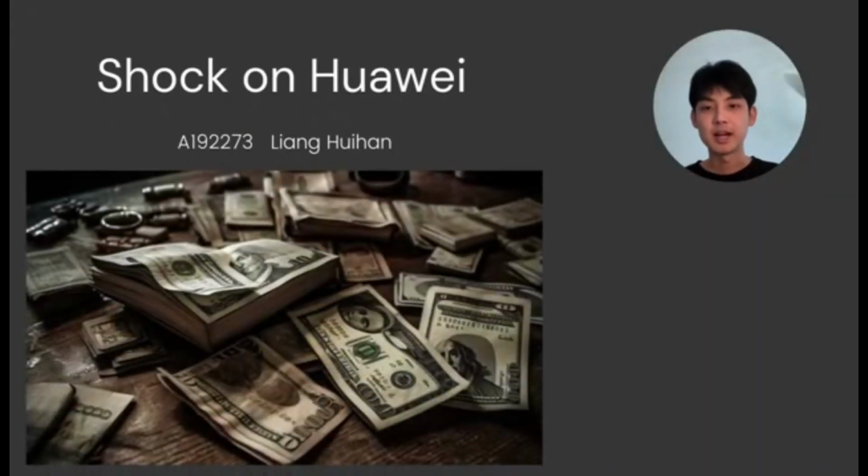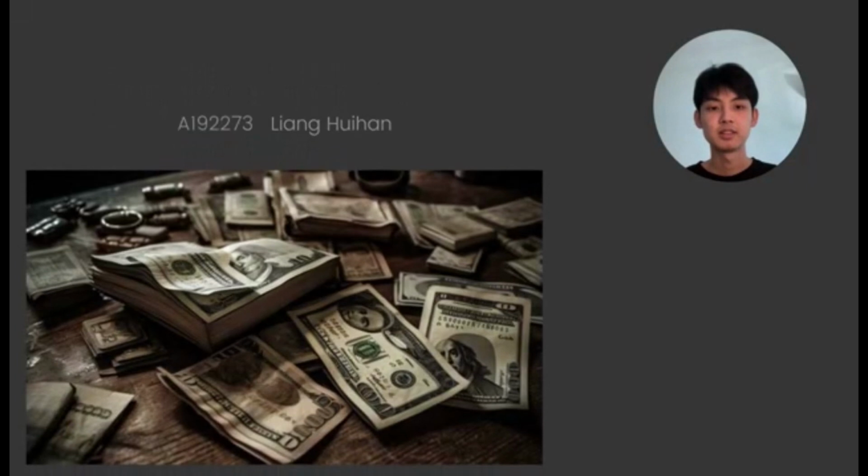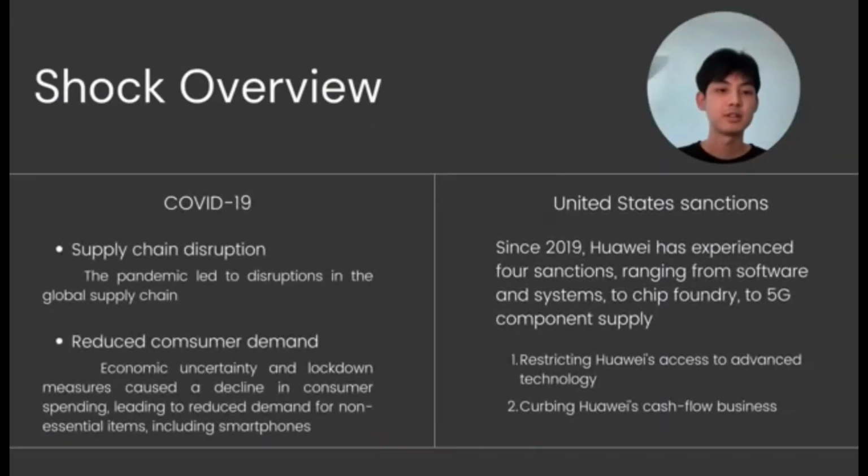I'm going to talk about the shocks that Huawei faces. In short, I'll summarize two crises for Huawei. One is the global health crisis COVID-19, which has had a profound impact on the supply and demand side of every industry. Several supply chains in the digital industry were cut off, and there was a significant drop in consumer demand due to the recession.